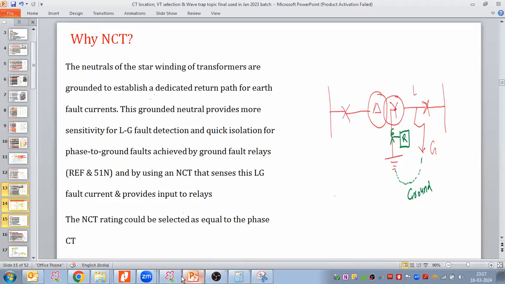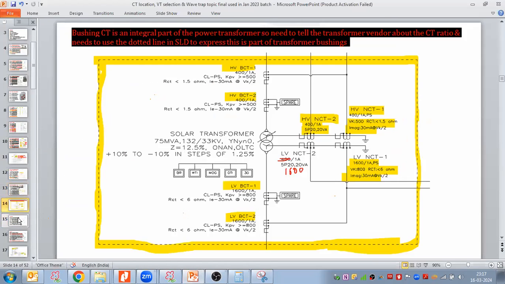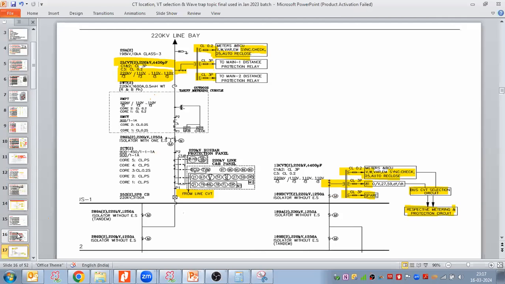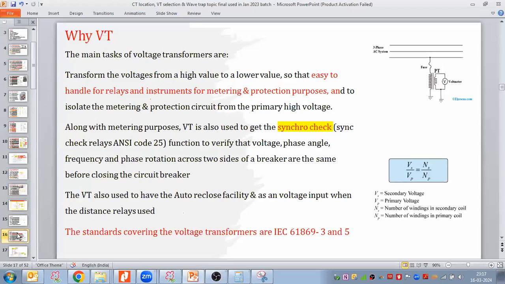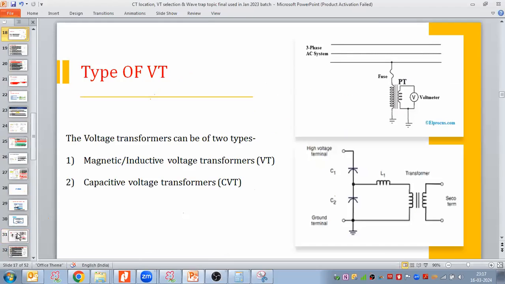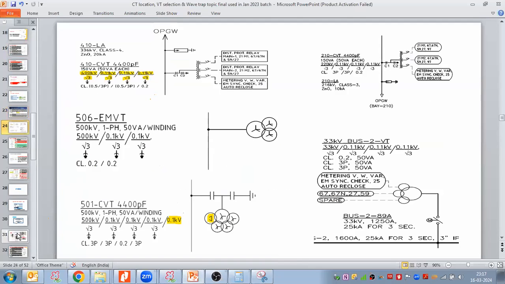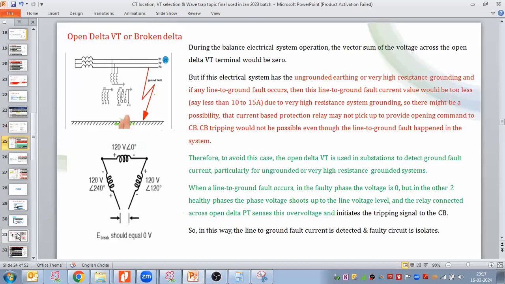I have many other points for the VT and I don't think I will be able to finish the VT now. Let us discuss VT tomorrow, because I don't want to stop in between. VT will be taken tomorrow, and then open delta VT and broken delta VT we will also take tomorrow.